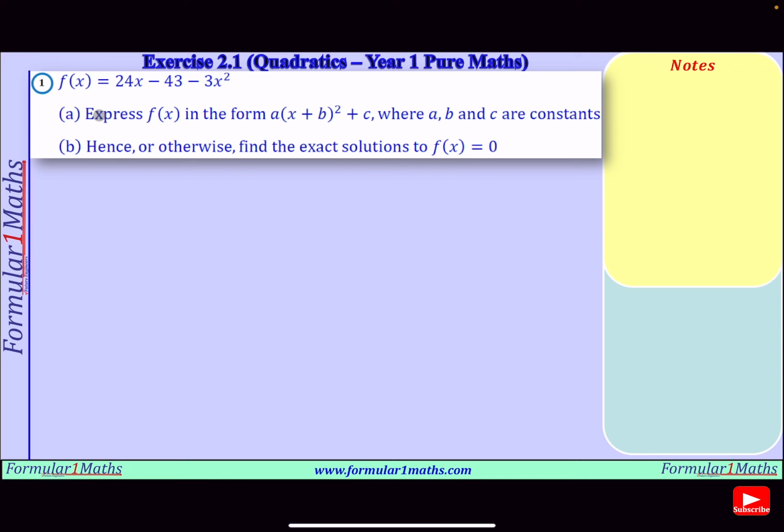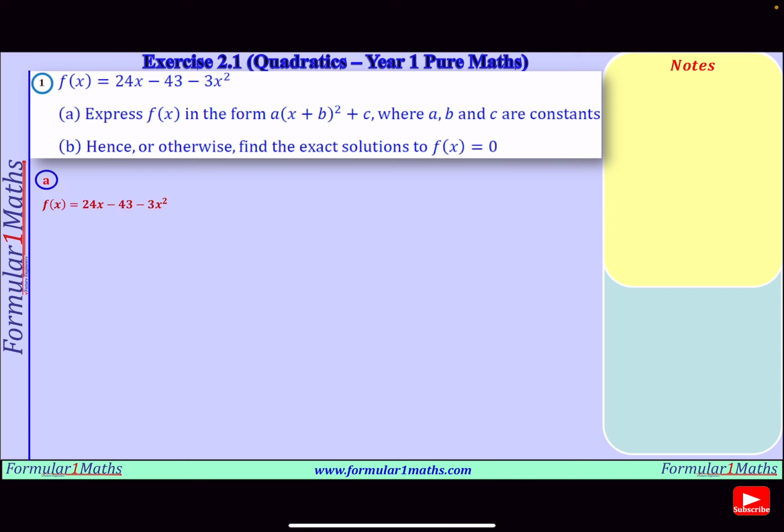A. Express f of x in the form a brackets x plus b all squared plus c, where a, b, and c are constants. B. Hence, or otherwise, find the exact solutions to f of x is equal to 0.